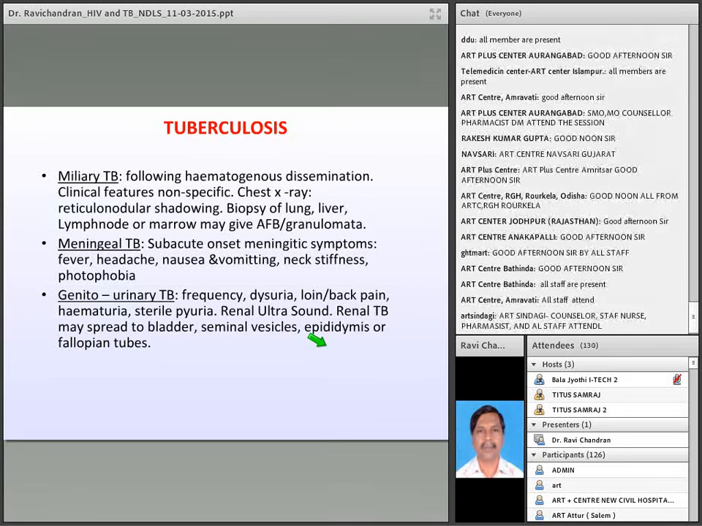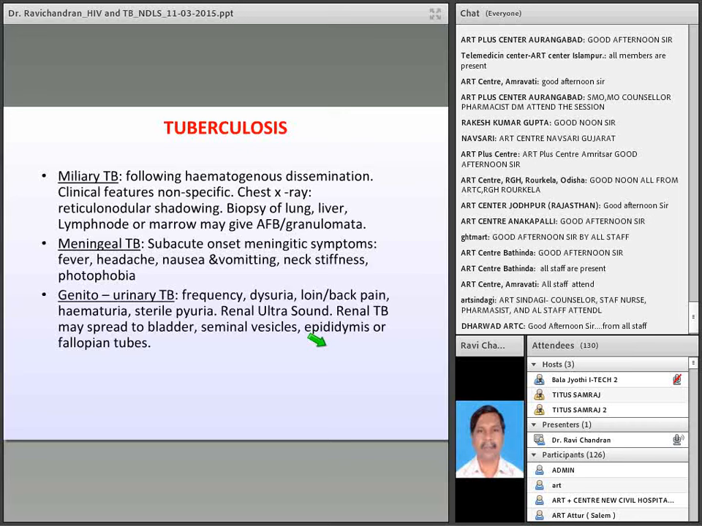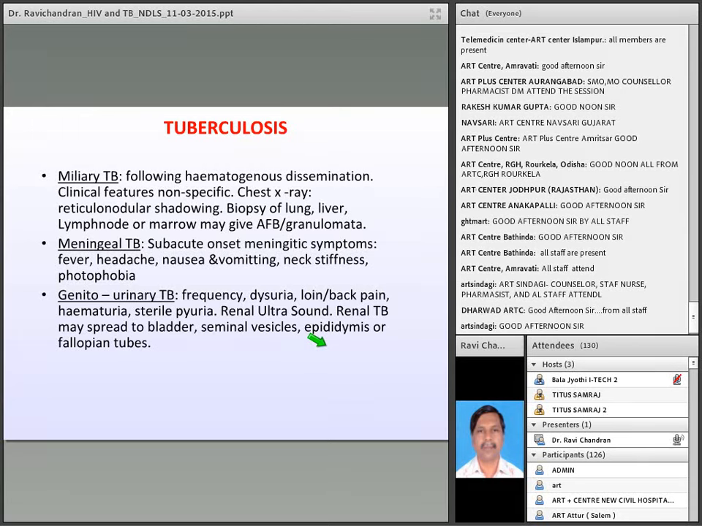Renal ultrasound may demonstrate the lesions, some of the abnormalities we can actually see with the ultrasound probe. And renal TB may spread to the bladder, seminal vesicles, epididymis, or the fallopian tubes.